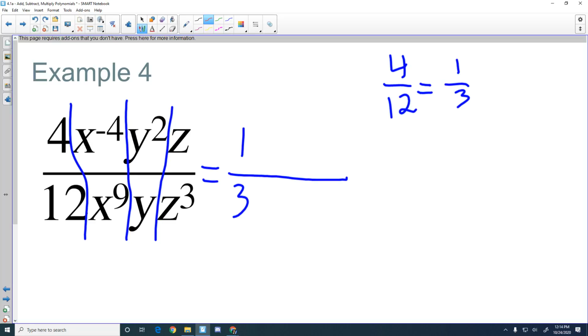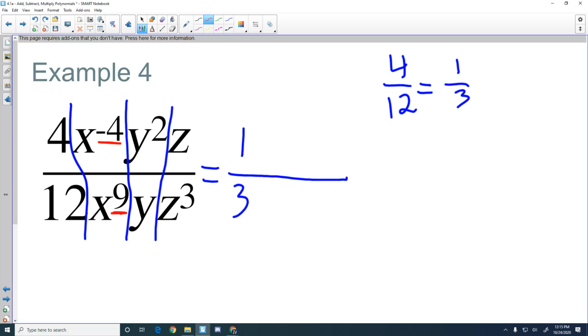And all we're going to do is, since I've got some x's on top and some x's on bottom, I'm going to look at their exponents. And here's the questions that you need to ask yourself. You have two questions to determine where does the x go, because we're going to combine it. We don't need x's on top and x's on the bottom.